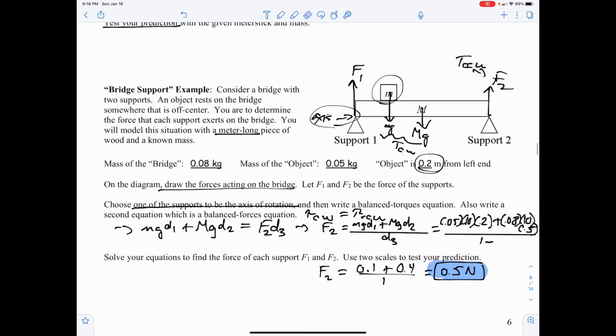Now, if we do that, I kind of have to erase the clockwise and counterclockwise because you now have to essentially start over. If this is now the axis of rotation, you eliminate force 2 from your torques because you have no torque at the axis of rotation. You would have 2 counterclockwise torques and 1 clockwise torque.